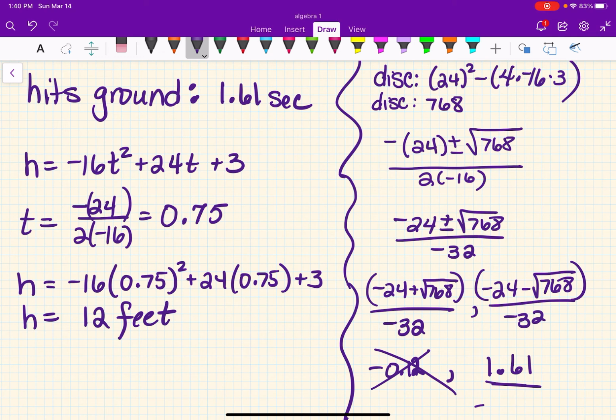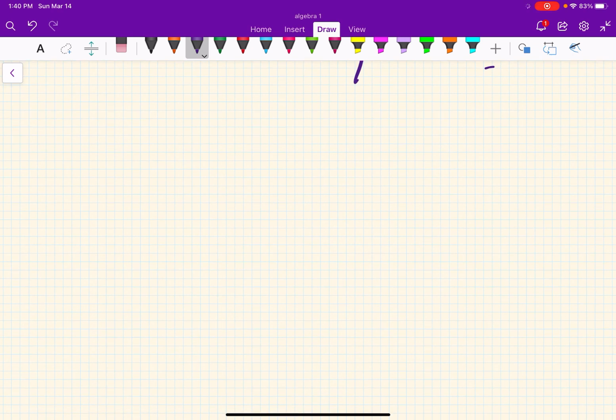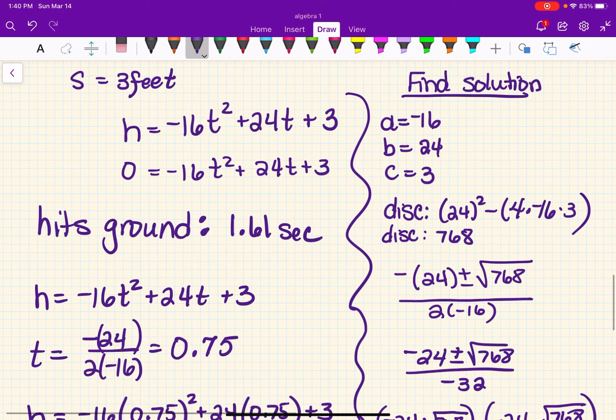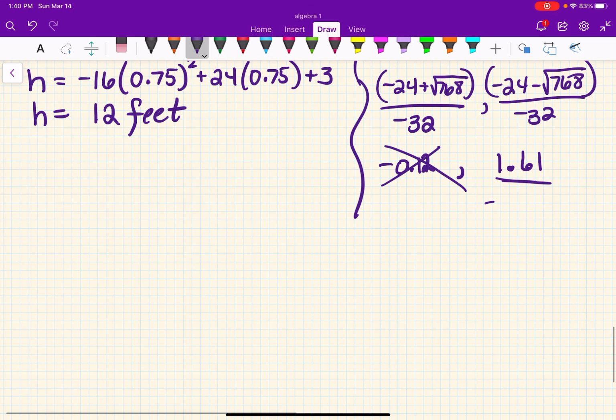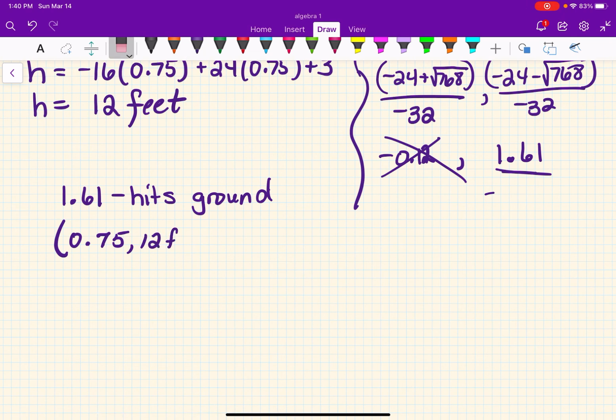Okay, so now we have what we need. So let's put down here what we need. We know that it hits the ground at, oh, I got to go back up, 1.61 seconds. And we know that our vertex is 0.75 seconds, and it'll hit 12 feet. Okay, so now we can graph it.